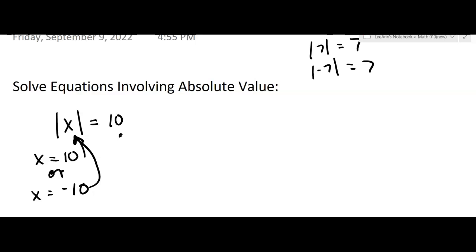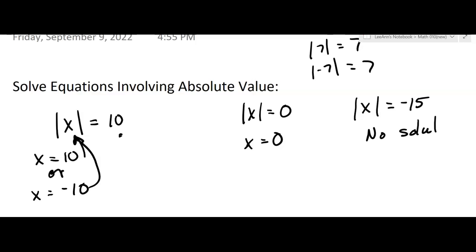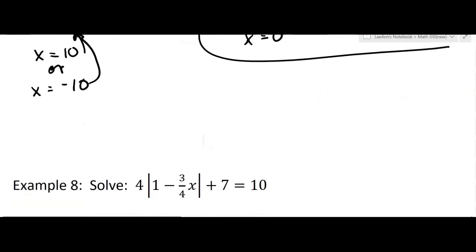Now, I'm going to talk just briefly about two special situations. Let's say you have the absolute value of x equals 0. Well, then just x equals 0. There's no negative 0, so you only get one answer there. Let's say you have the absolute value of x equals negative 15. Well, then there's going to be no solution because the absolute value can't be a negative number, right? Okay, so those are kind of just special situations over here. I don't know that we're going to see those, but in case they come up.